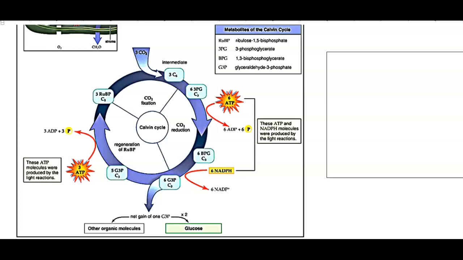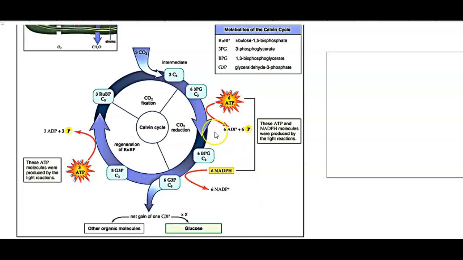Carbon dioxide fixation, notice carbon dioxide is in the atmosphere. It's a gas, right? And remember from lab we talked about this? The carbon of carbon dioxide becomes the carbon of the glucose. So the carbon of a gas becomes the carbon of something that's not a gas, a solid. So when it goes from a gaseous form to a more solid form, that is carbon fixation.